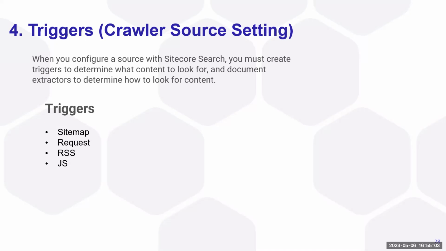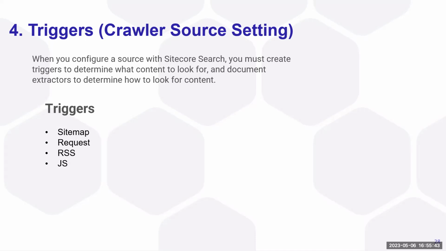Next is the trigger, that is, how we can configure the triggers. When you configure a source with Sitecore Search, you must create a trigger to determine what content to look for. After that, we can configure the document extractor. So now the question is, what is a trigger? A trigger is the starting point that Sitecore Search uses to look for the content to index, and it can be a sitemap, a JavaScript function, an RSS feed, or a simple HTTP request.